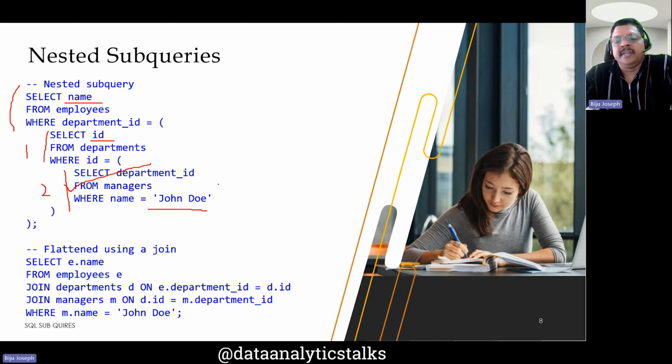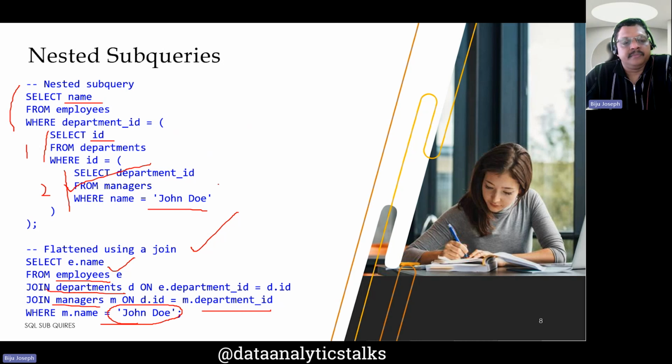In order to make it efficient, we can flatten this using joins. How do you do that? We have three tables involved: the employee table, the department table, and the manager table. We join the department table with the employee table, then the department table with the manager table, and you give the condition employee name equals John Doe. So these nested subqueries can be replaced with a flattened query using joins. Okay, that's about the nested query.